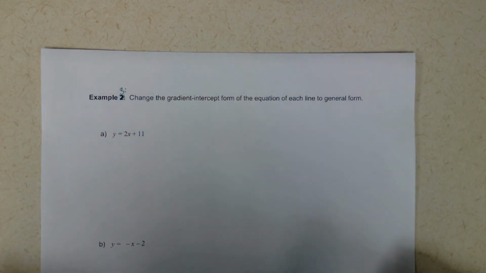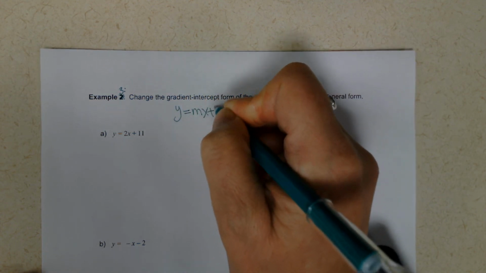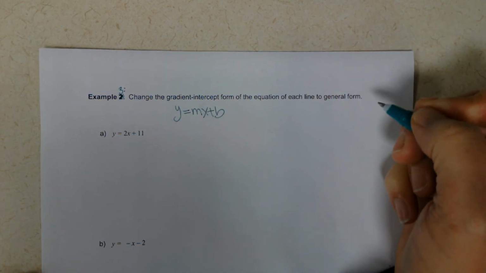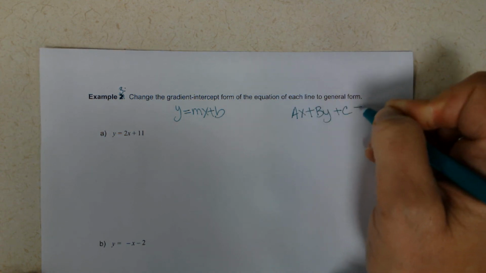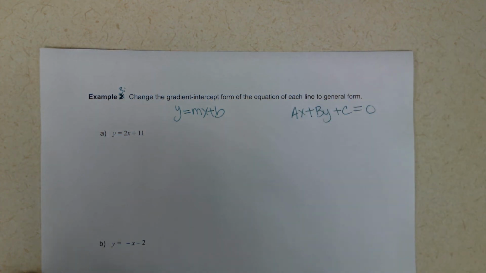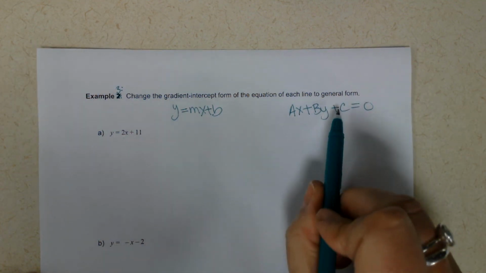Example 3, change the gradient intercept form. So y equals mx plus b to the general form, ax plus by plus c equals 0. Okay, much easier, right, when you write them down. So we're going to have to change this one into here.